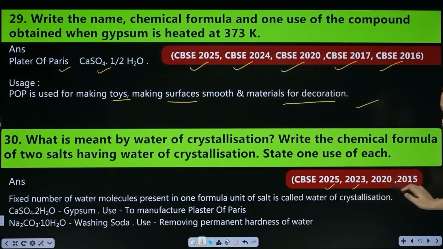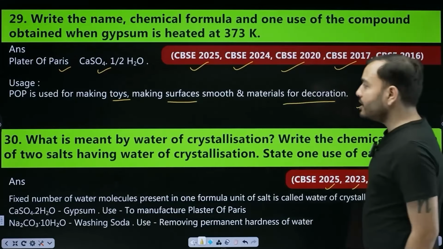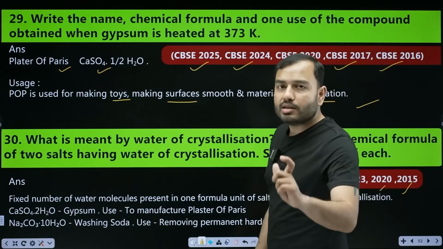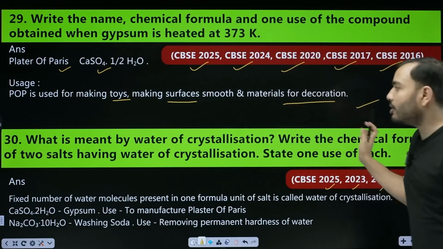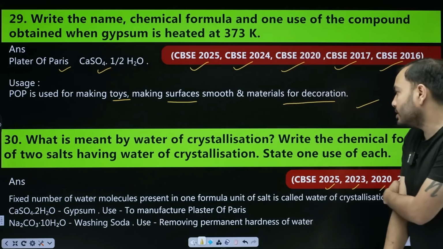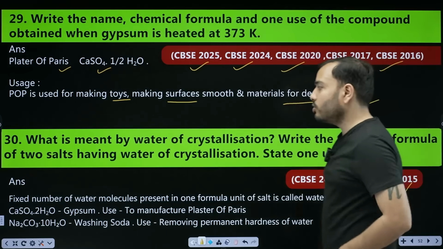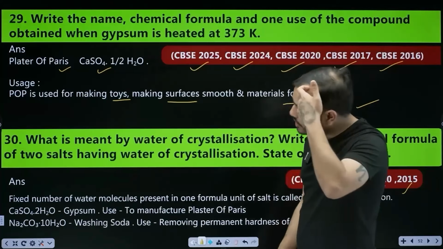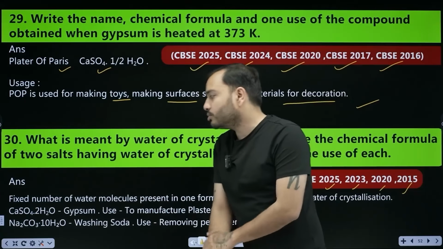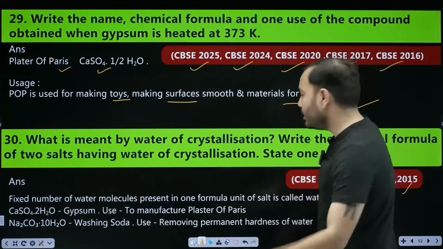CBSE 2025 question. What is meant by water of crystallization? A fixed number of water molecules present in one formula unit of salt. Write the chemical formula of two salts having water of crystallization. State one use of each. So we took two. One is gypsum, CaSO4.2H2O. What is its use? Manufacture of plaster of Paris. Another one we take is washing soda, Na2CO3.10H2O, used in removing permanent hardness.